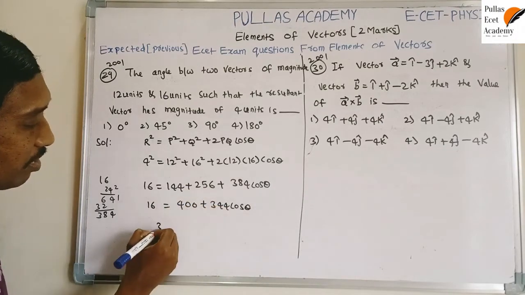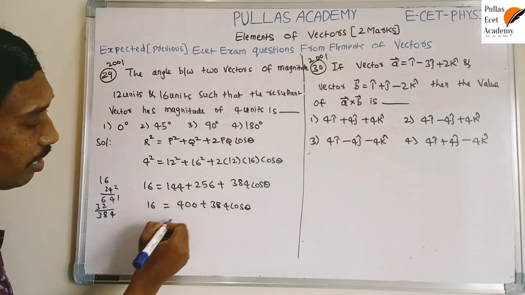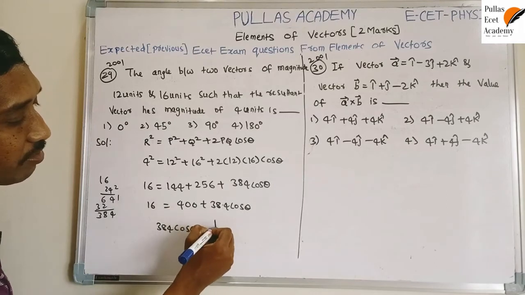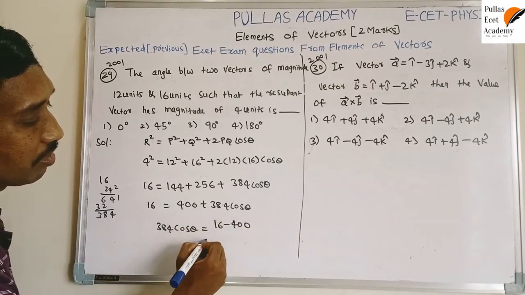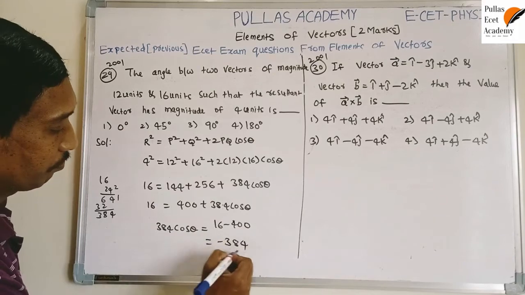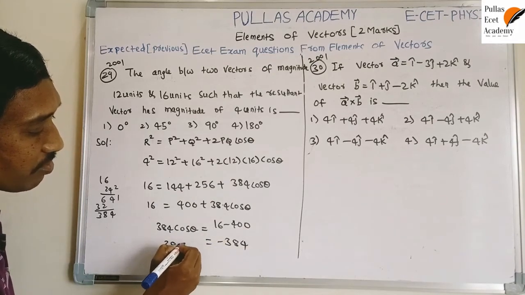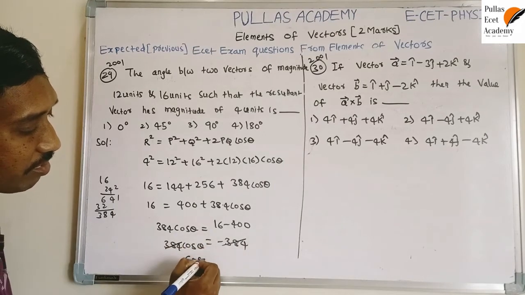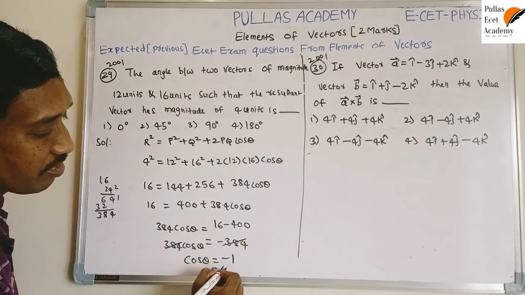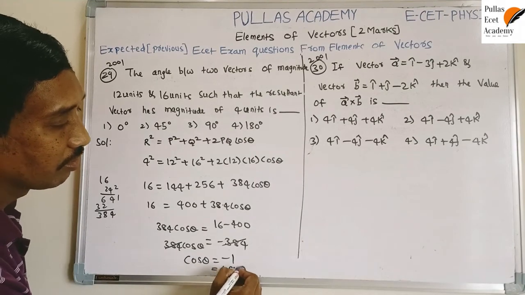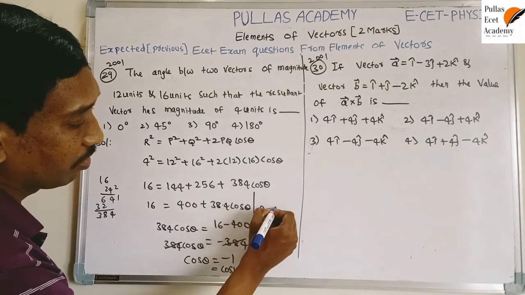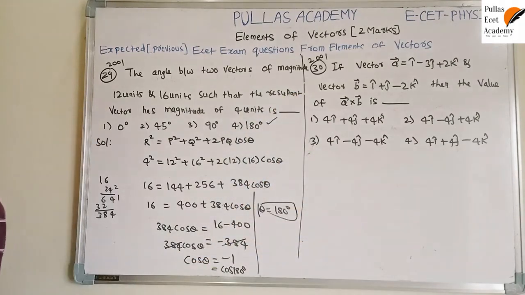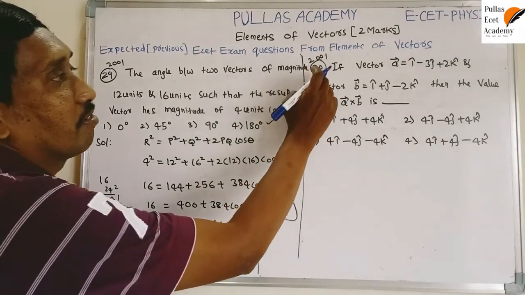So 384 cos theta is equal to, when the 400 is shifted here, 16 minus 400, which is minus 384. So this is minus 384 cos theta equals minus 384. Now the 384 cancels, so cos theta is equal to minus 1. Minus 1 is cos 180 degrees. So finally, what is the theta value here? 180 degrees, that means pi radians, is the suitable answer. The fourth option is correct.